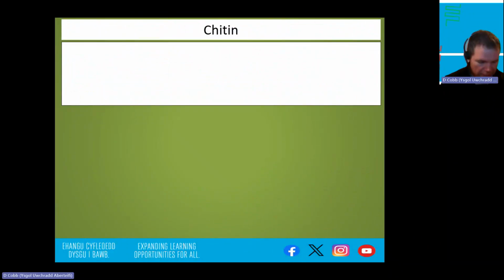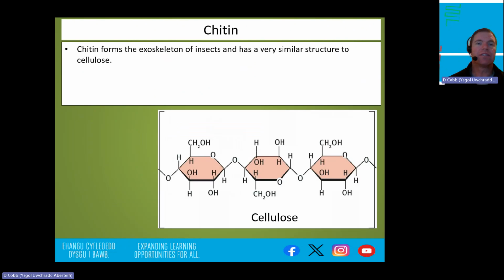Lastly, let's then have a look at chitin. So chitin is new. It is found in the exoskeleton of insects. Insects don't have an endoskeleton, a skeleton within them like humans do. Their skeleton is on the outside, sort of think of it like an outer shell, if you like. It's very similar to cellulose. So once you know the structure of cellulose, chitin is pretty straightforward. You just have to make a few amendments.